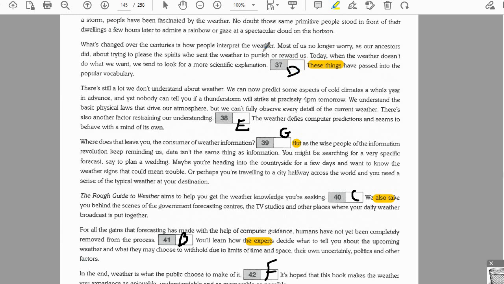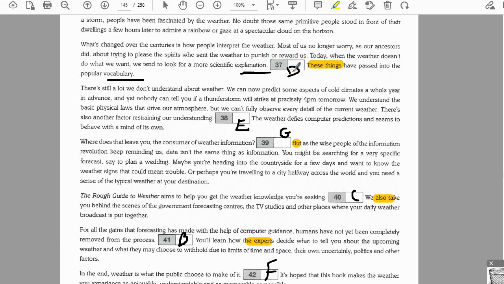So D, we tend to look for a more scientific explanation. So D, it's the fault of, so the fault of is the explanation. When the weather doesn't do what we want, it's the fault of the jet stream, and then you have 3 terms: jet stream, low pressure center, and global warming. So these things have passed into the popular vocabulary. These 3 words have become normal terms for us, because we talk about this. This is the most scientific explanation, to explain why the weather does that.